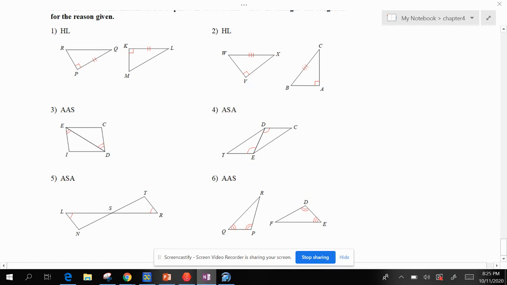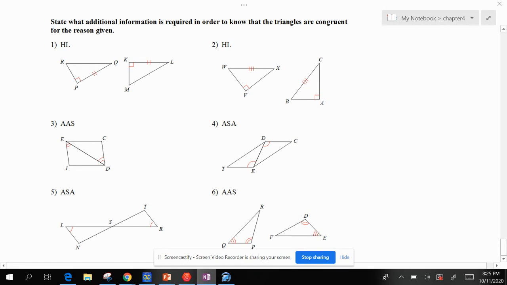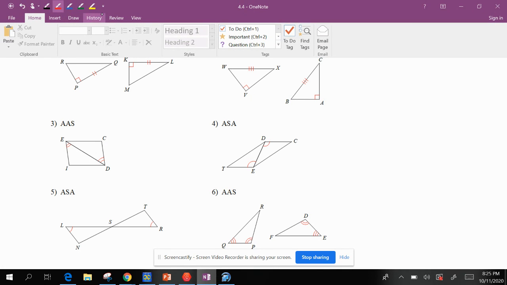Now, we are going to look at some problems where they're giving us how the two triangles are congruent, and we have to give extra information in order to make that rule true. So let's switch my color here.